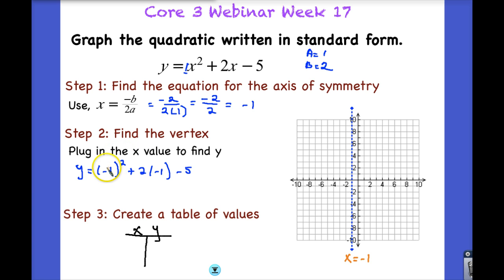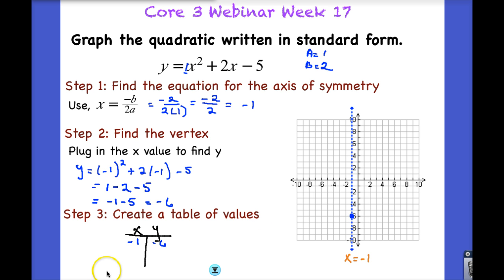I plugged in my x value in place of my x's, so I no longer have any x's. And if I simplify this, -1 squared is +1. And then 2 times -1 is -2, and then -5. 1 minus 2 is -1, minus 5. And -1 minus 5 is -6. So -1, -6, that's my vertex. So I can come down here and plot my point.